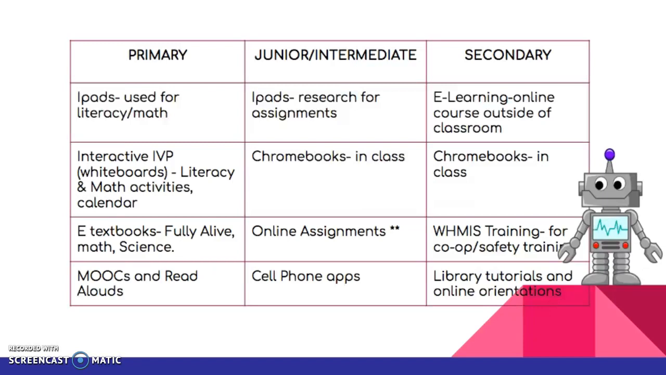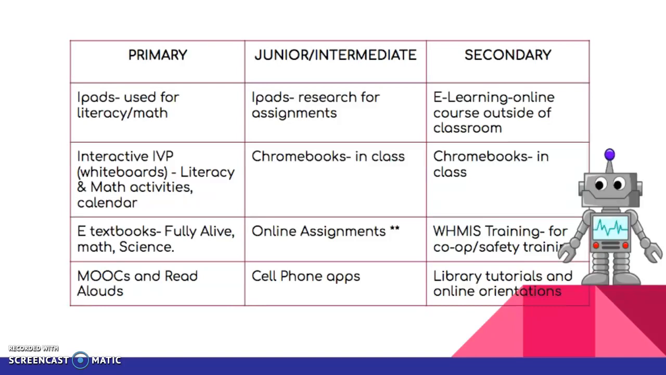In junior intermediate, we can find iPads, and these are utilized for research or assignments. We have Chromebooks in class, which is a new addition in recent years. We have online assignments, so these are posted online for our students. And we also have the utilization of cell phone apps.